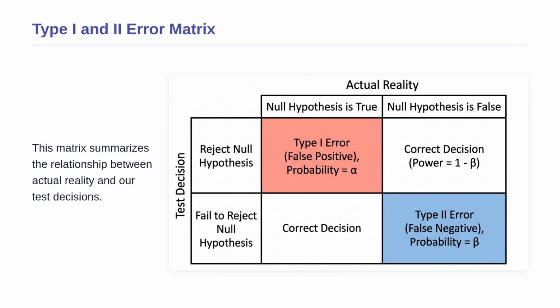If the null hypothesis is true and we reject it, we land in the red box, a type 1 error or false positive, governed by alpha. If the null hypothesis is false and we fail to reject it, we land in the blue box, a type 2 error or false negative, governed by beta. The white boxes represent correct decisions, including the statistical power in the top right. This matrix perfectly summarizes the balancing act of hypothesis testing.